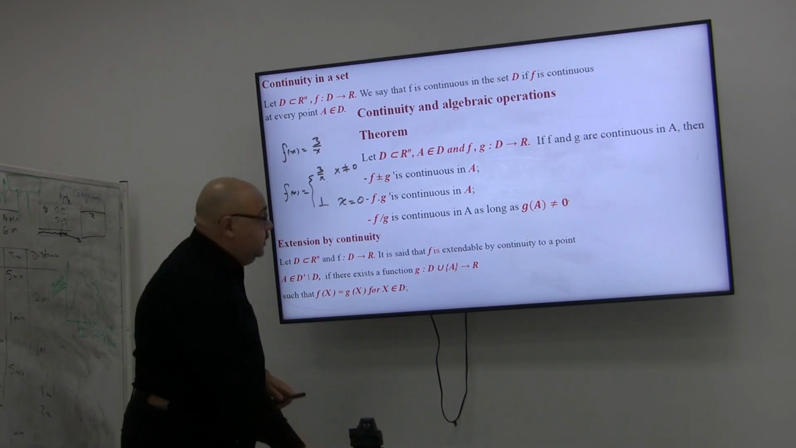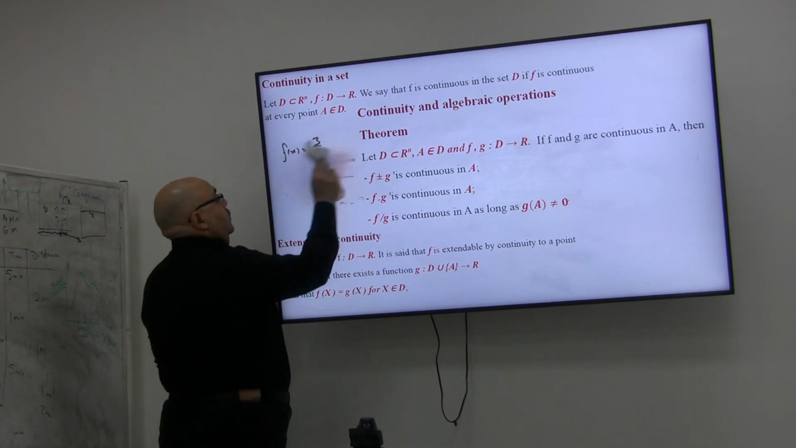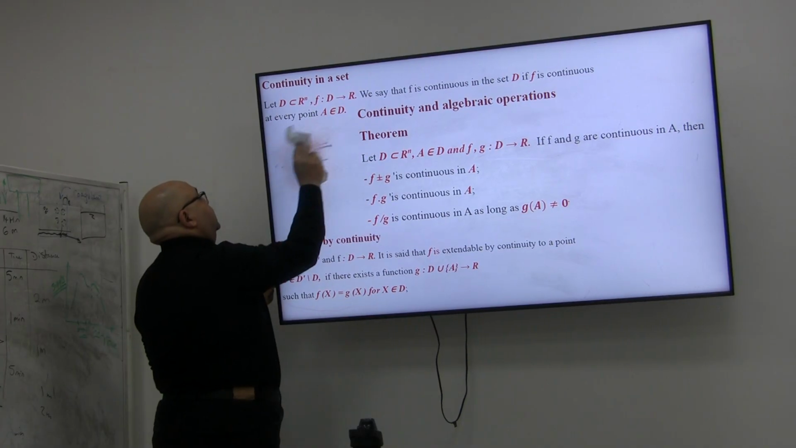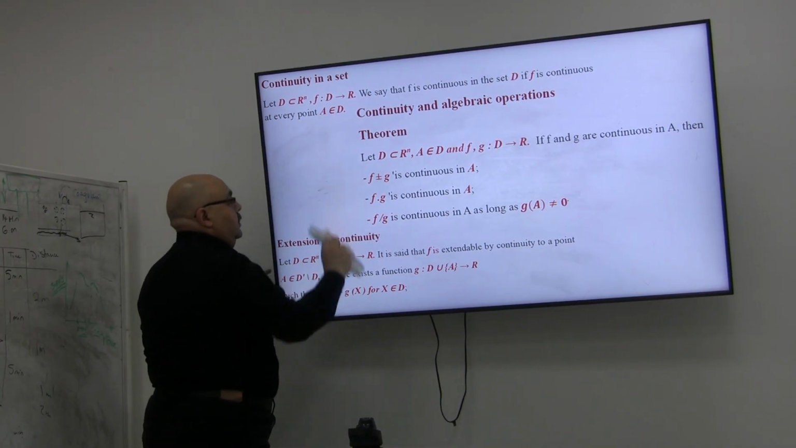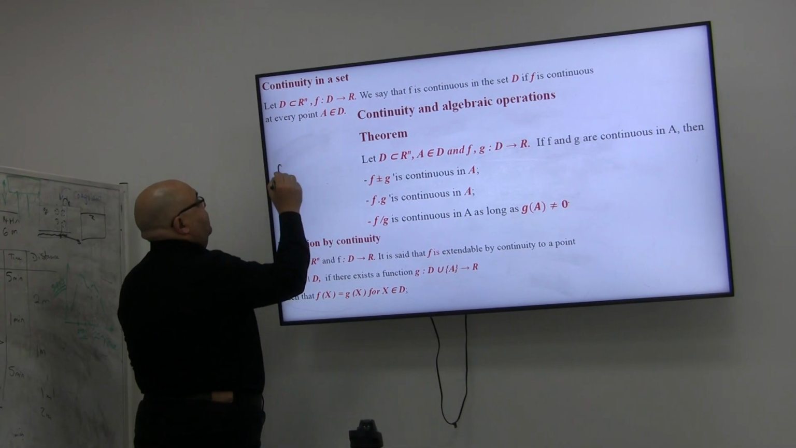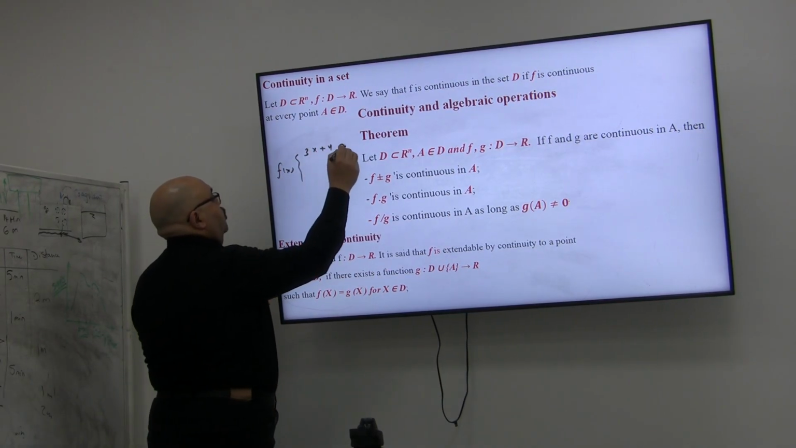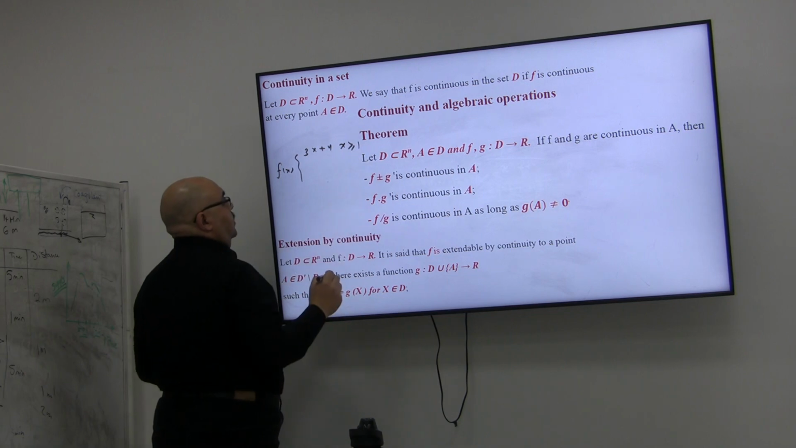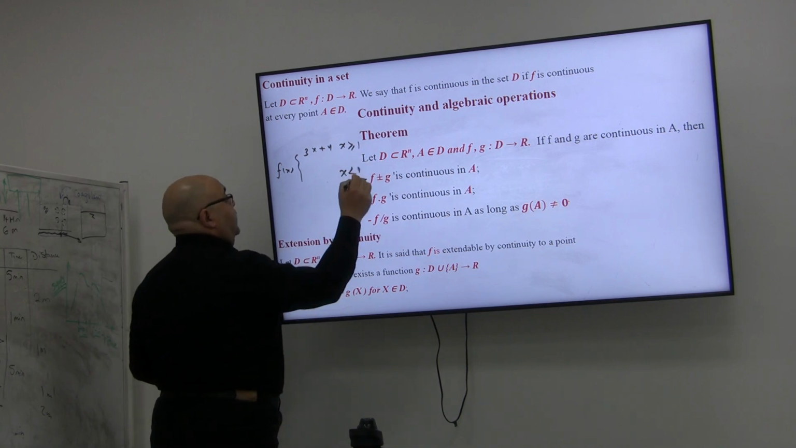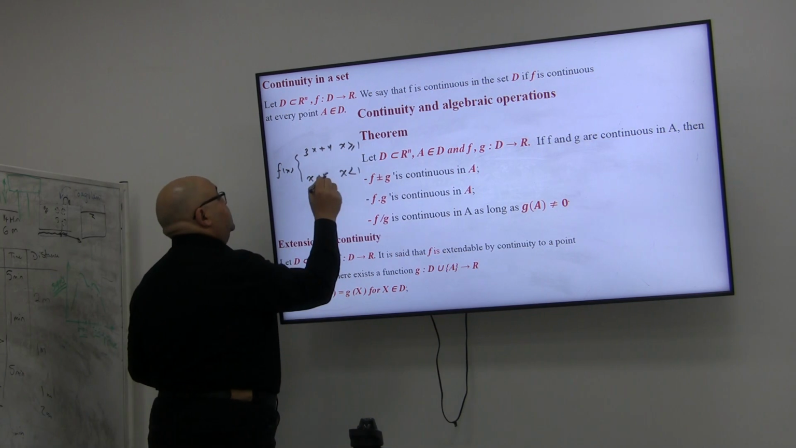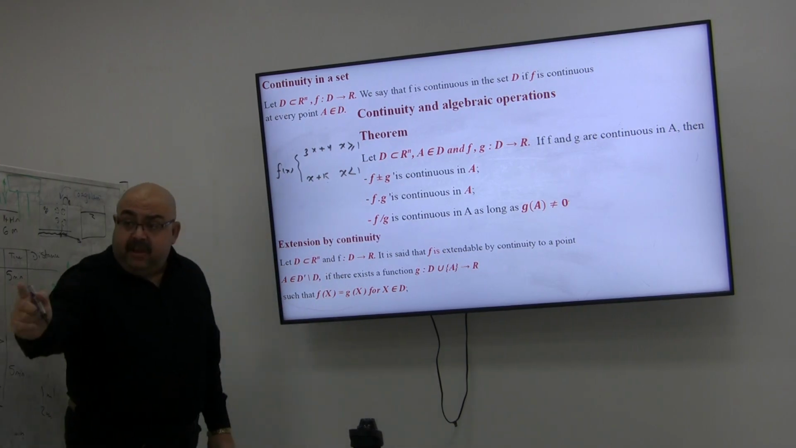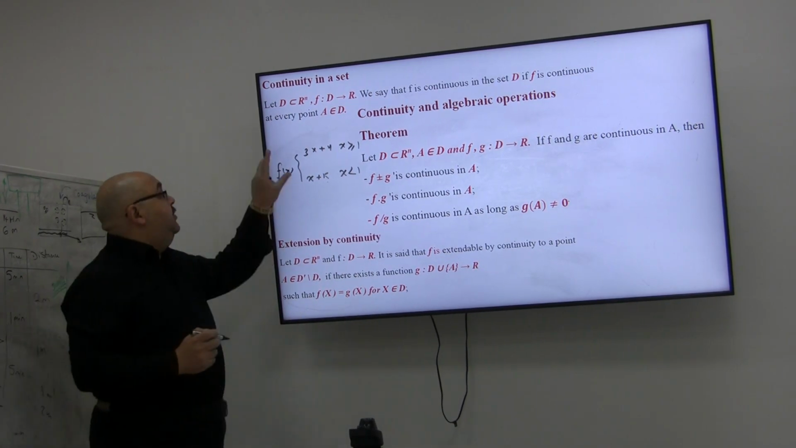In other examples, so, for example, I can say that f of x is equal to 3x plus 4, while x is greater than or equal to 1. And when x is less than 1, it is x plus k. I want you to find the value of k for which this function is continuous.